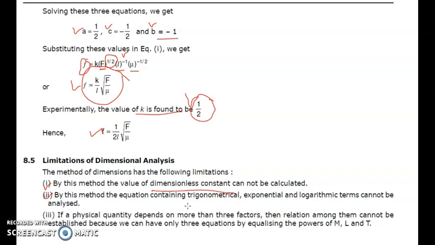Okay. The third limitation of this dimensional analysis is, if the physical quantity depends on more than 3 quantities, the relation among them cannot be established, because we'll have only 3 equations by equating the powers for mass, length and time. So this is valid only for a formula which has only 3 physical quantities on which the left side physical quantity depends. If the quantities are more than 3, we will not be able to get the answer by this dimensional analysis.